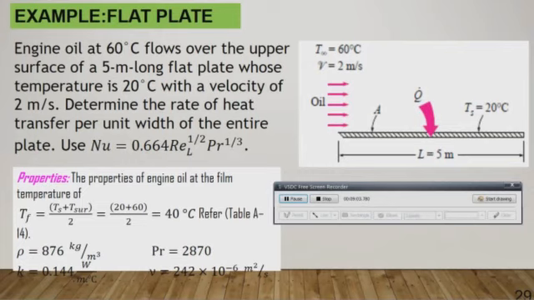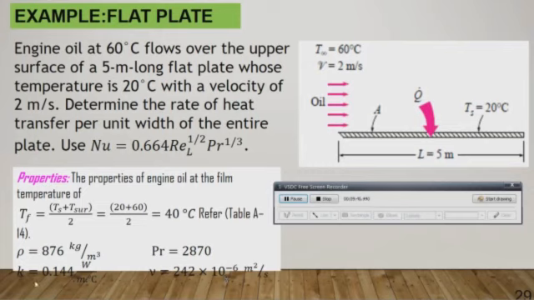For the given question, the very first thing is normally we need to find the film temperature Tf, which is the average between the surrounding and the surface temperature. In this case 20 plus 60 becomes 80, divided by 2, then we have 40. From this 40 we will check the properties of this engine oil. In this case we can refer to the table at 40 degrees C. The density is 876 kilograms per meter cubed, and the Prandtl number is 2870. The kinematic viscosity is 242 times 10 to the power of negative 6 meter squared per second.